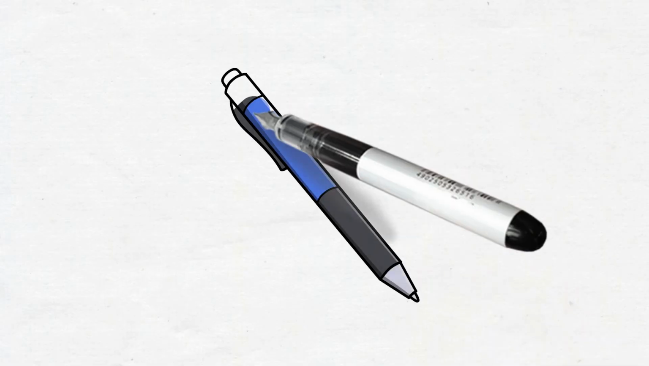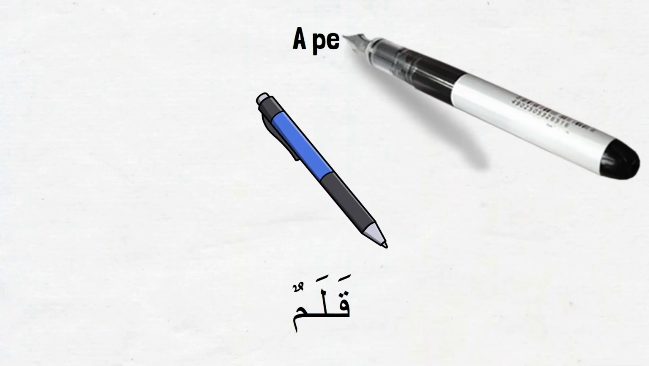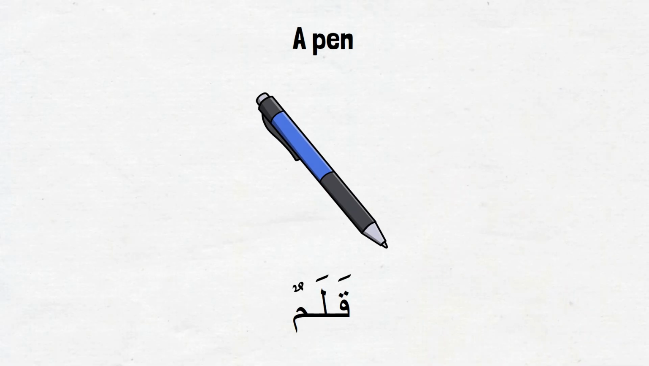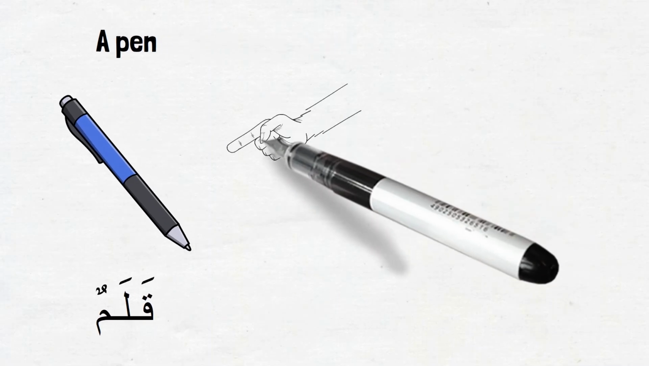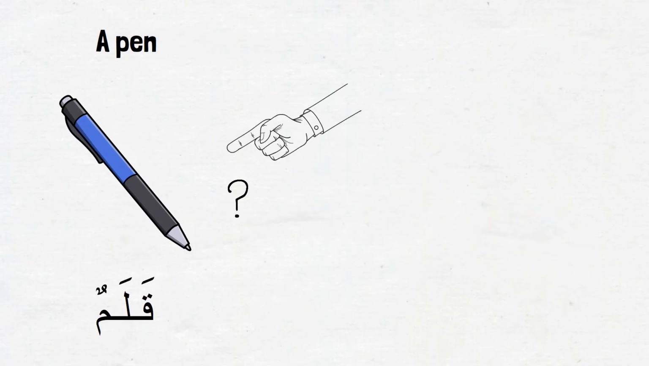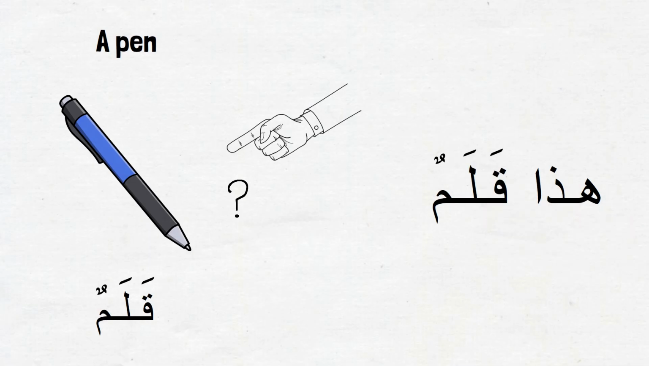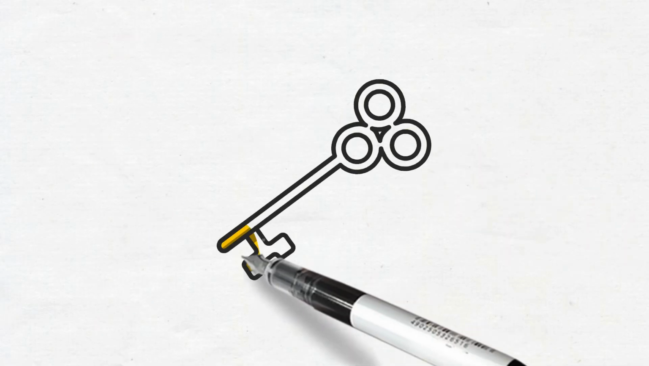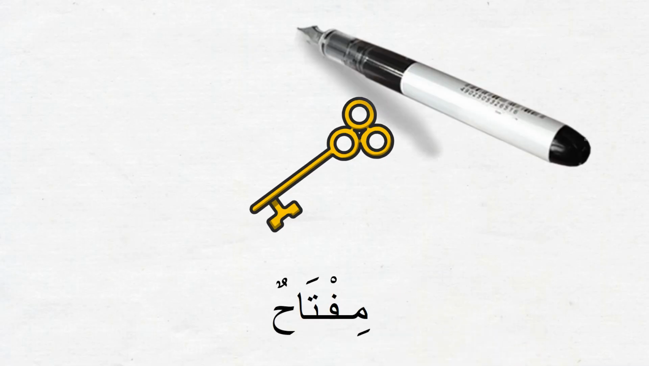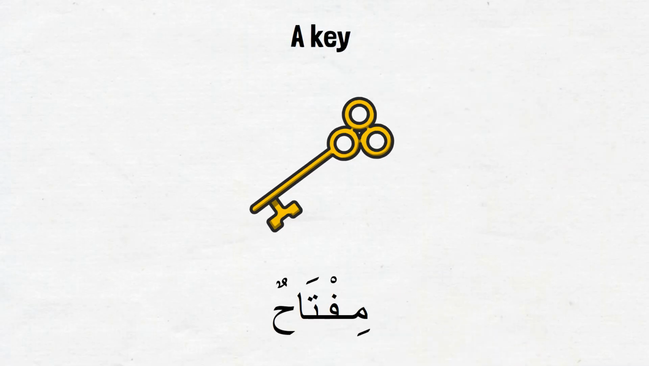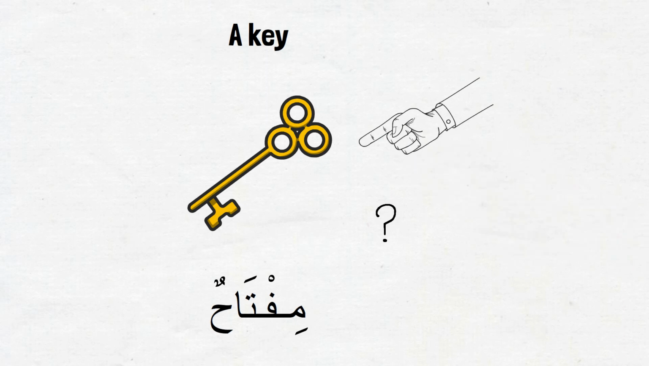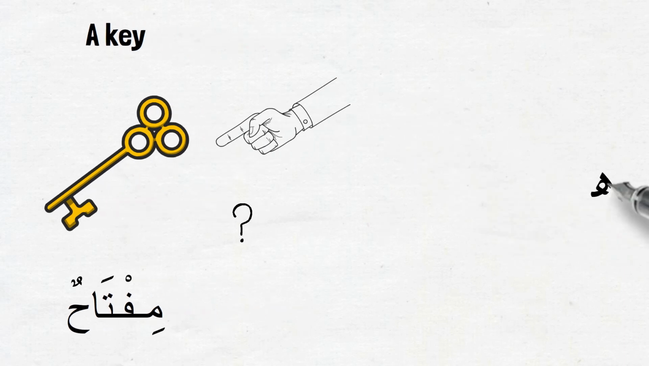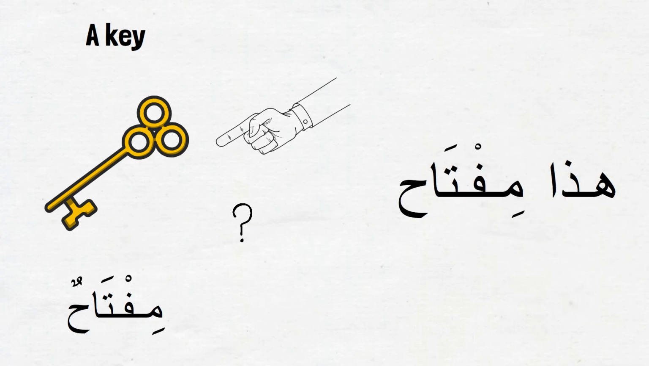The next word, قلم. A pen. قلم. How do we say this is a pen? هذا قلم. مفتاح. A key. مفتاح. A key. And how do we say this is a key? هذا مفتاح.